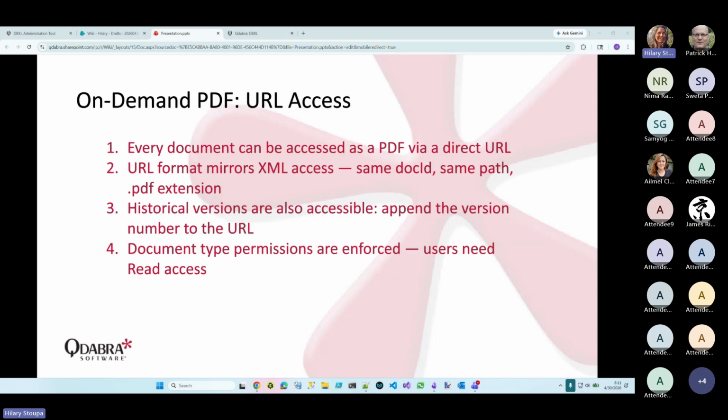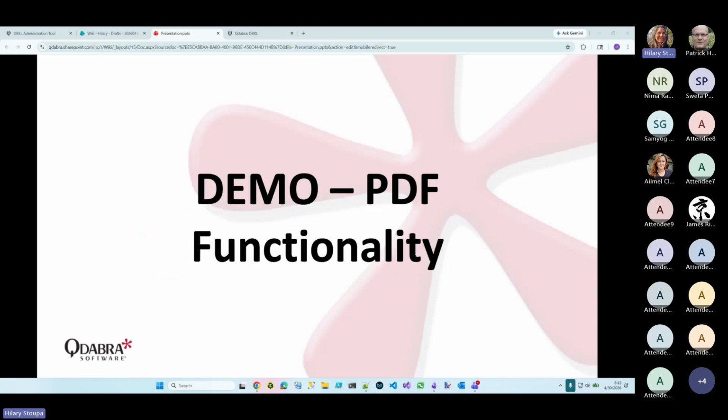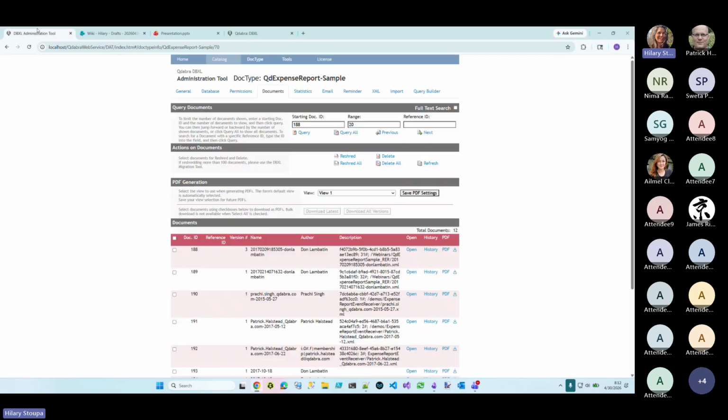And then we finally also have a URL access ability. So you can craft a URL. You basically take the XML URL and change it to PDF. Also works for versions. And document type permissions are enforced. So users need read access to be able to see these. So, I mean, that's a lot of words on a slide. And let me just show you what I'm talking about, okay?